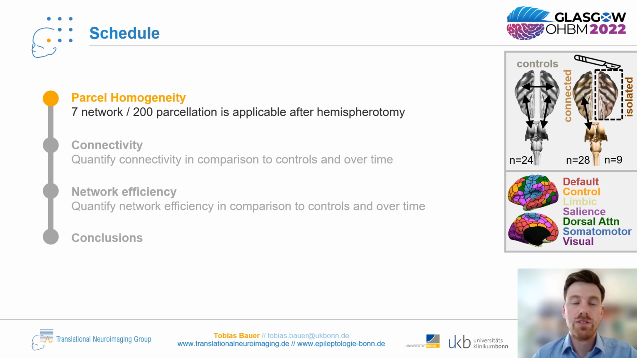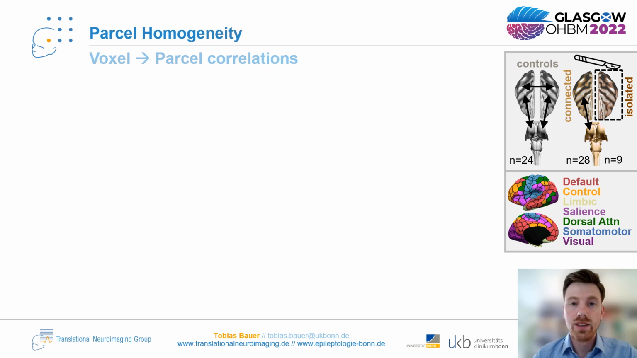So let's start with our first step to prove parcel homogeneity. To show that the connectivity profiles in every parcel are homogeneous, we technically calculated 3 types of correlations. First of all, the within parcel correlation, which is the average correlation between every voxel and the parcel that it belongs to.